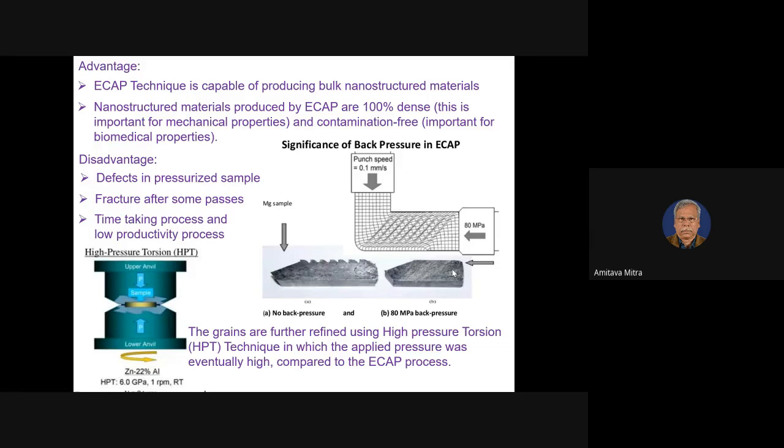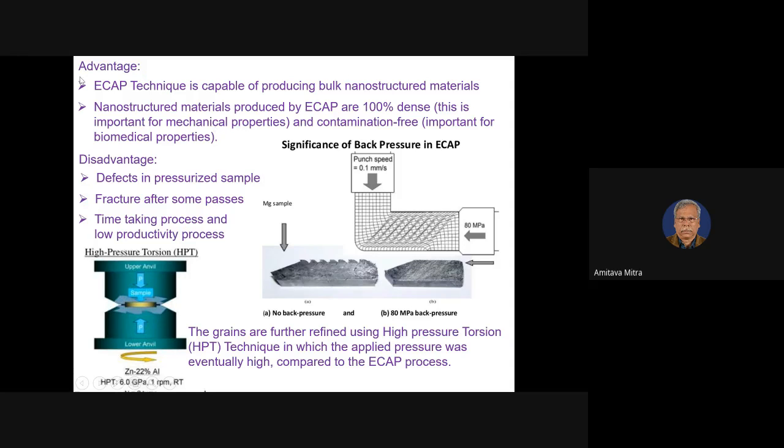And what is there actually? The material in this case has to be put in between two anvils, and you have to give a pressure through these anvils, and at the same time you have to give a twist. So there is a rotation here. This rotates along this direction and this rotates along the other direction. So there is a twist. That's why I call it high pressure torsion, HPT. The grain was further refined.